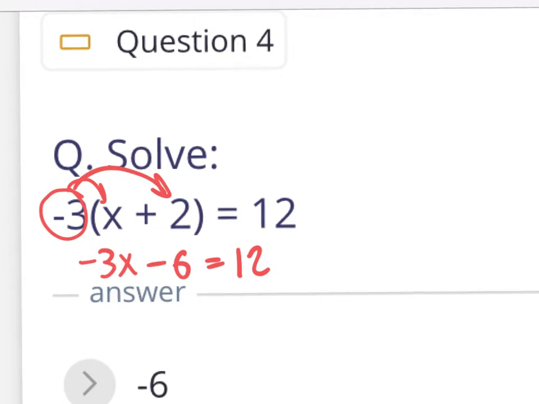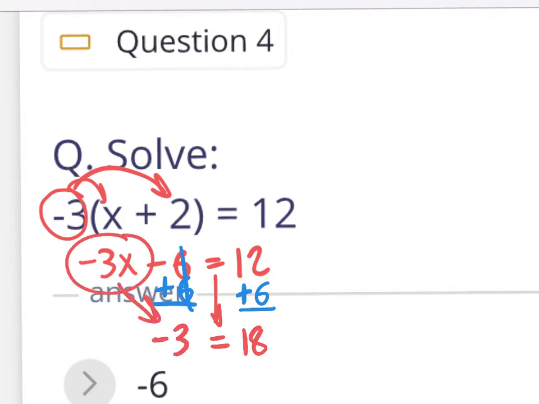So how do you get rid of something? By doing the opposite. How do you get rid of a minus 6? By doing the opposite, plus 6. What you do to one side, do to the other side. Let's rewrite what we have. The equal sign is going to come down. 12 plus 6 is 18. And the negative 3x, I'm just going to rewrite it down here, negative 3x, which really means negative 3 times x.